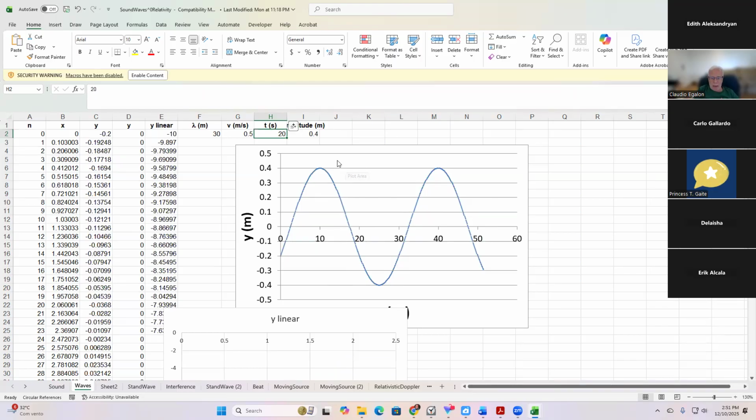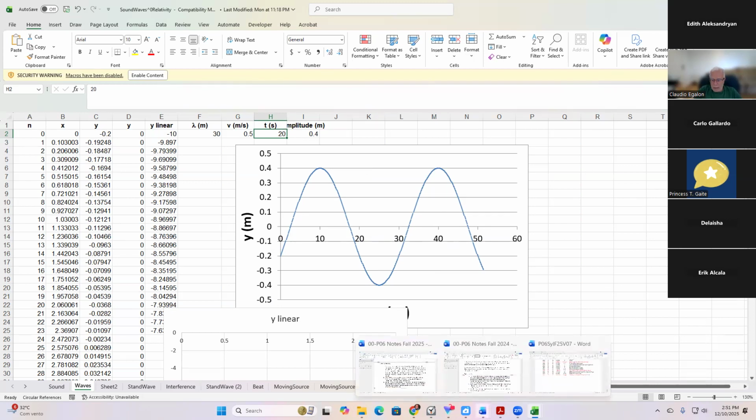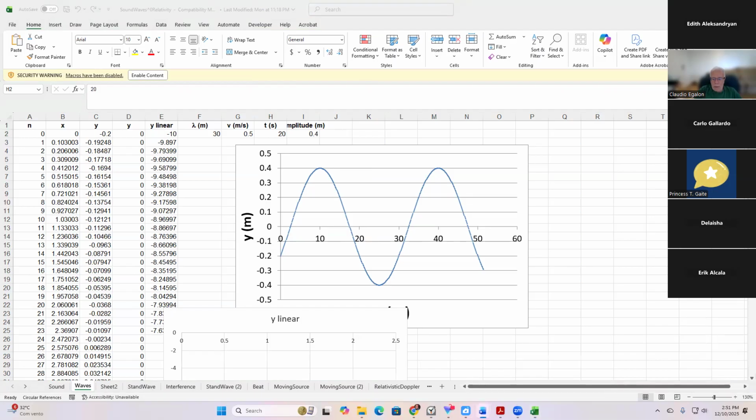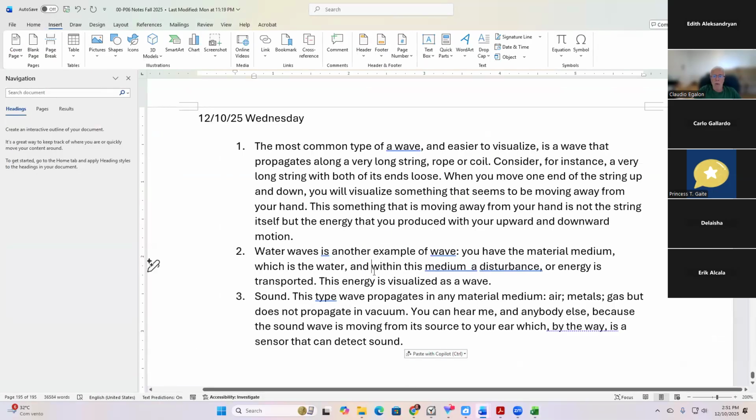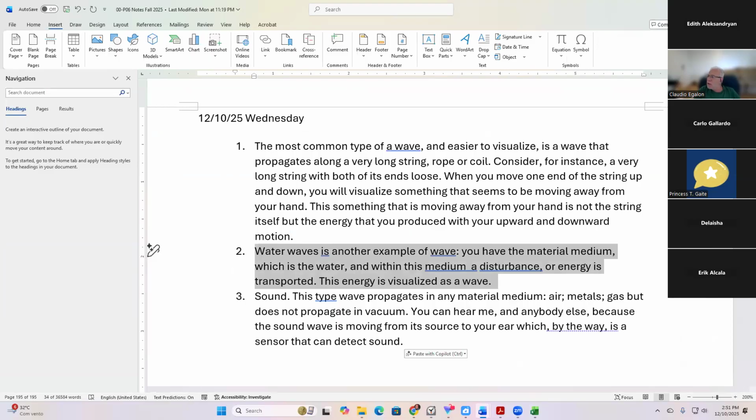I'm not talking about a string with the two ends fixed, but a string with both ends loose. Water waves are another example of a wave. Everybody has been at the ocean and has seen water waves in the ocean, right? And it is energy that's propagating along the medium that is the wave.